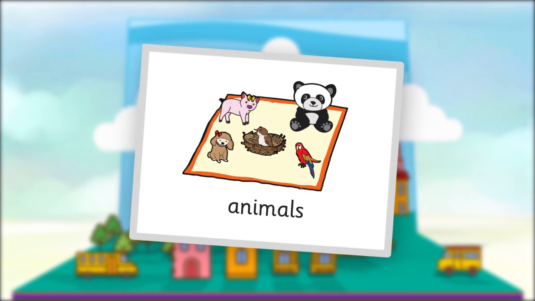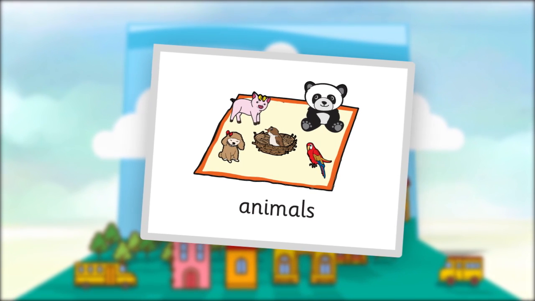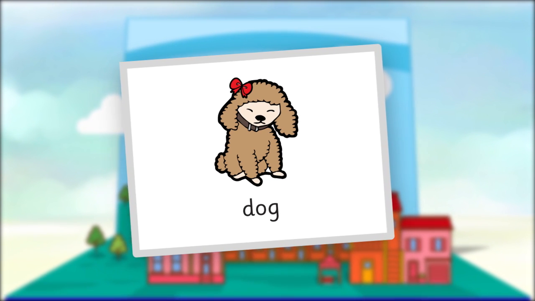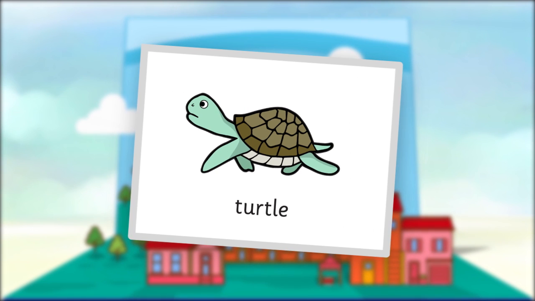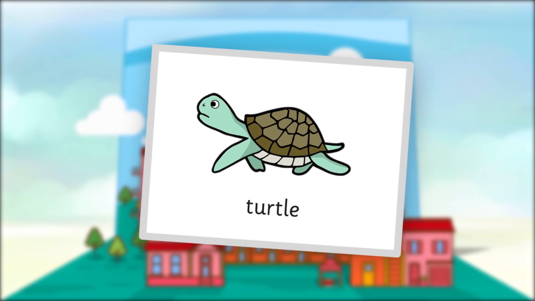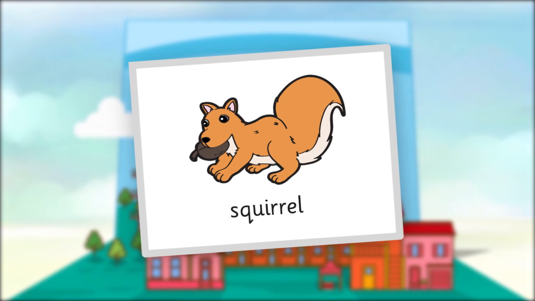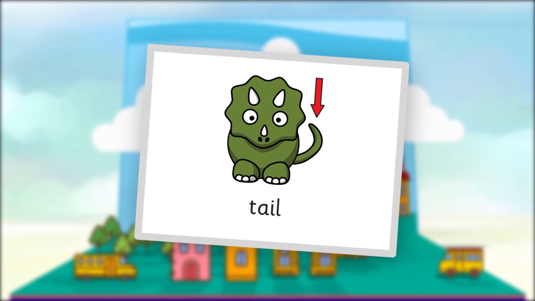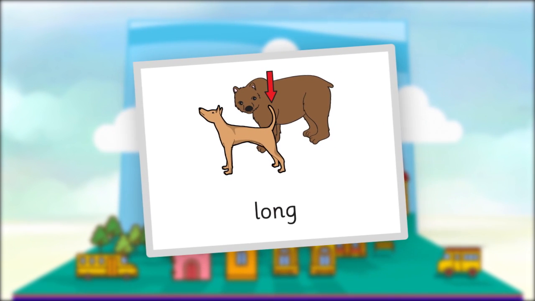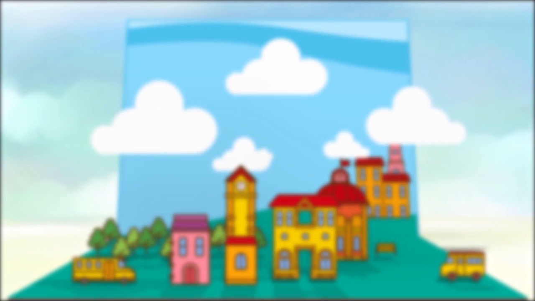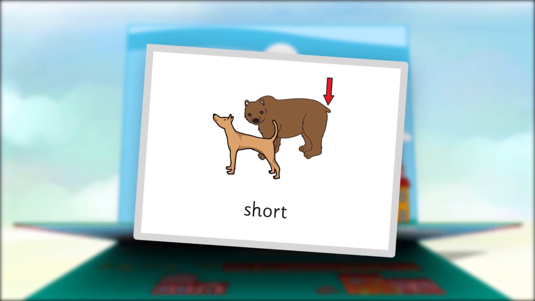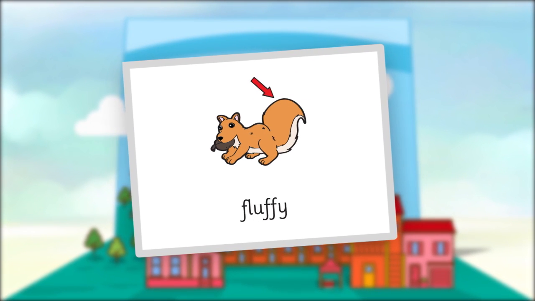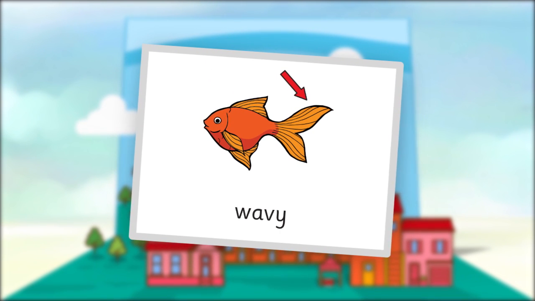First word is animals. Animals. Next is dog. Dog. Turtle. Squirrel. Tail. Long. Short. And fluffy. And wavy.